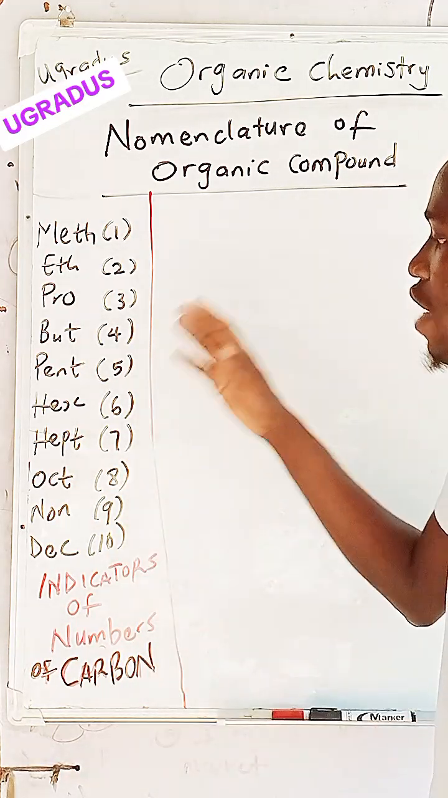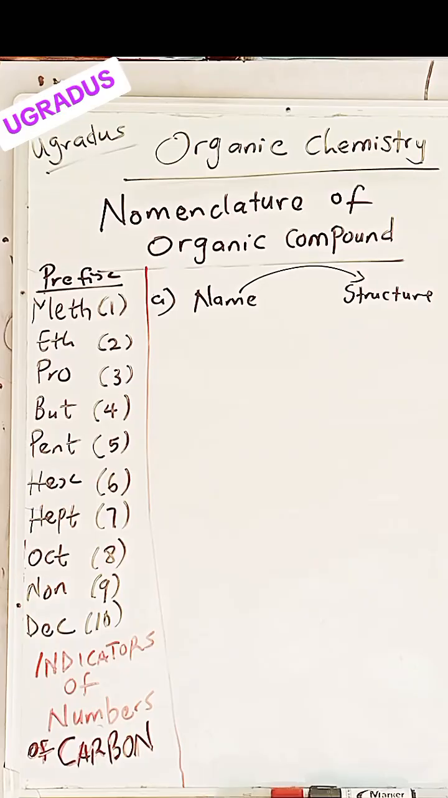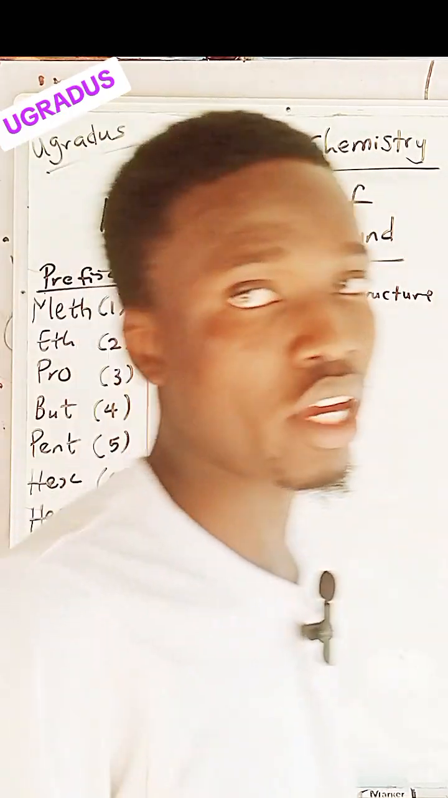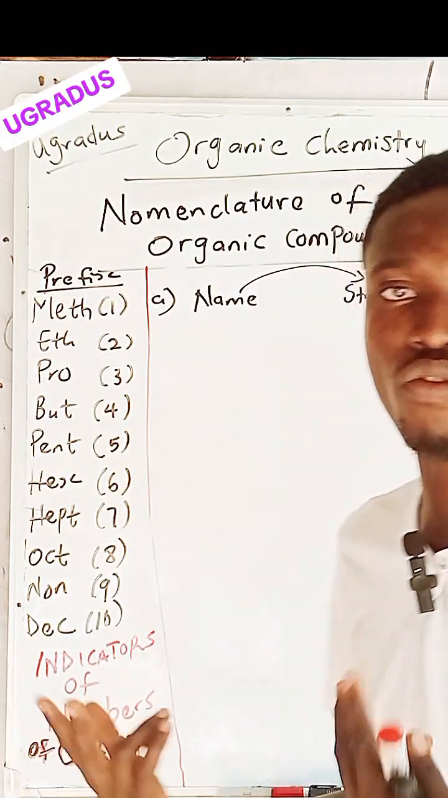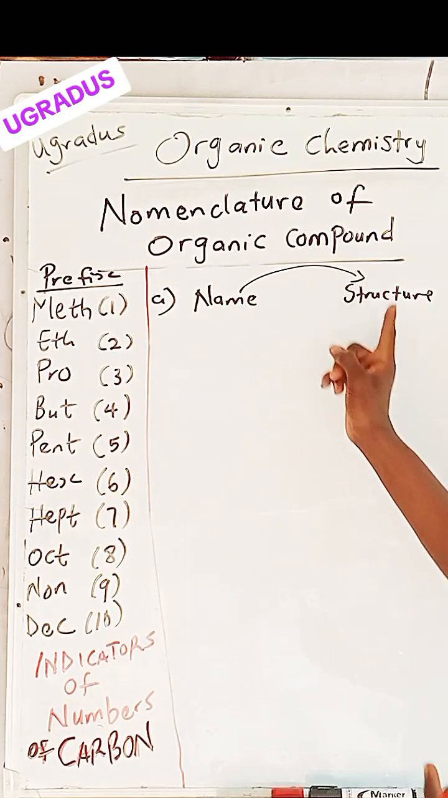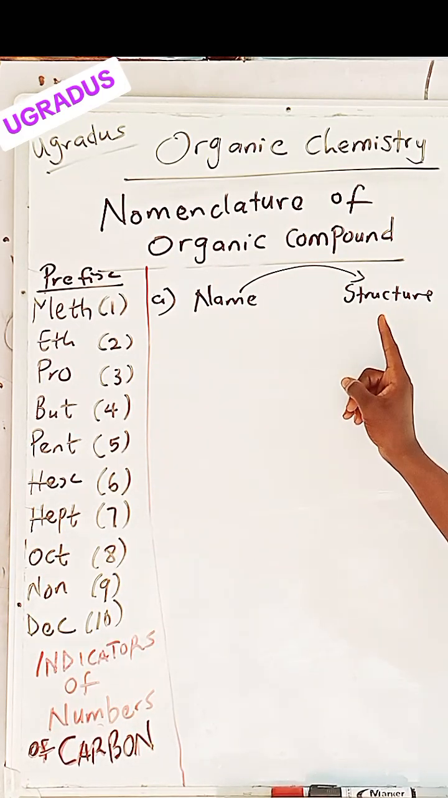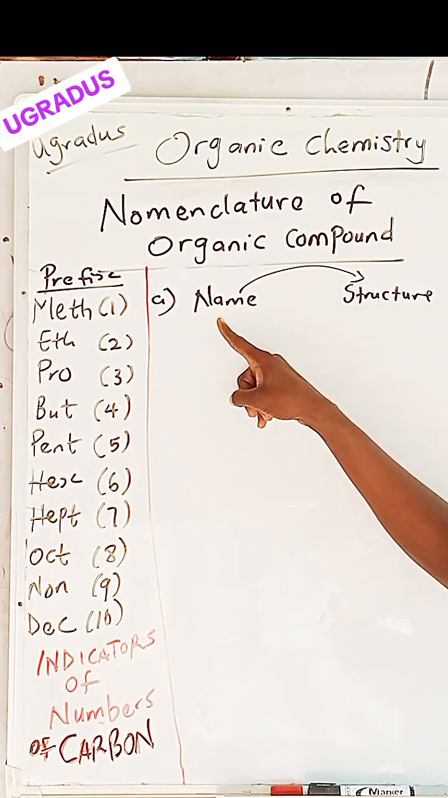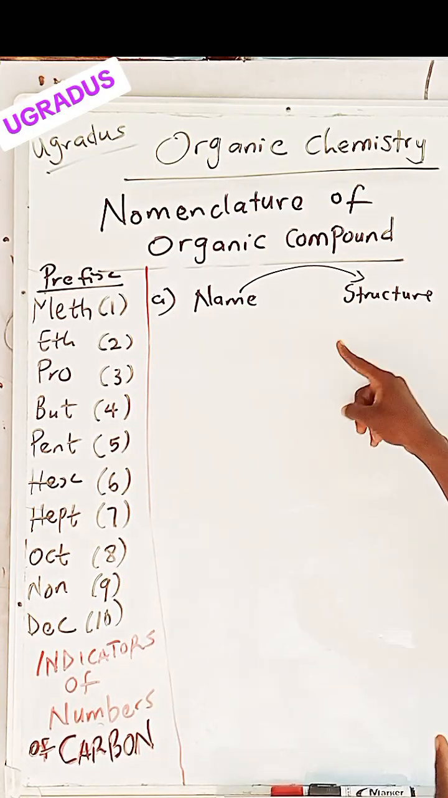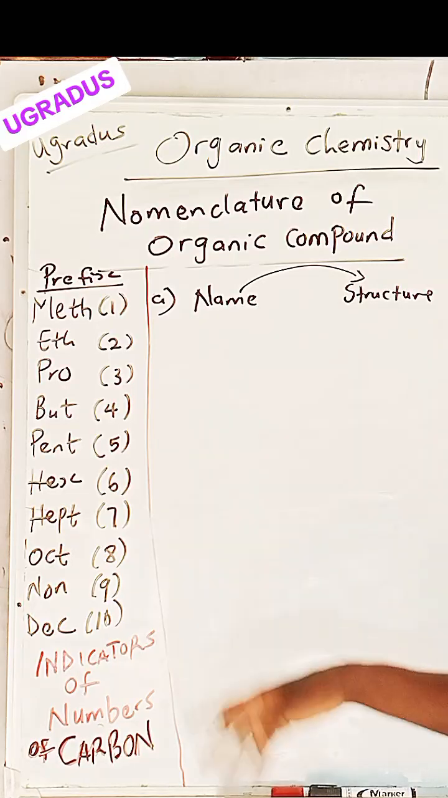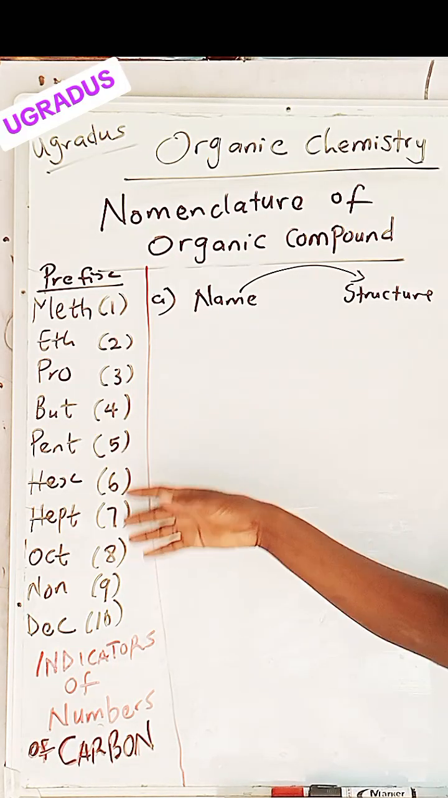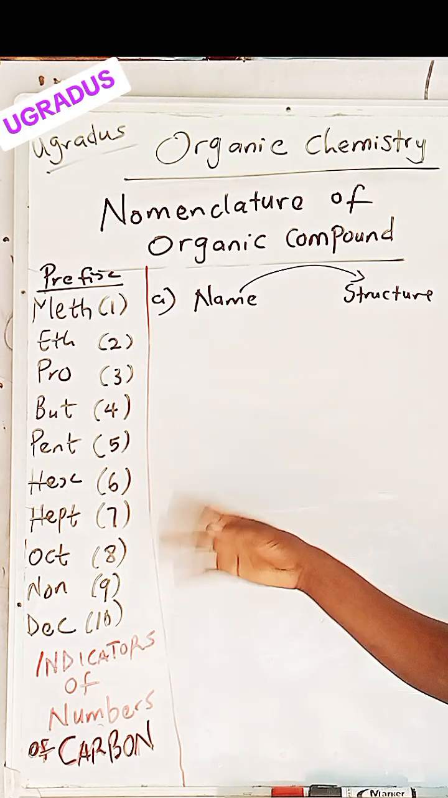But it is very essential that you know what they mean. When we say nomenclature, we are simply talking about the naming of organic compounds. And it can be in 2 forms. It can either be from name to structure or from interpreting a structure and providing the name. You can either be asked to provide the name of a structure or write the structure of a name. So you have to be very skillful when it comes to this. These prefixes are very important, as I've said, and you should master them.